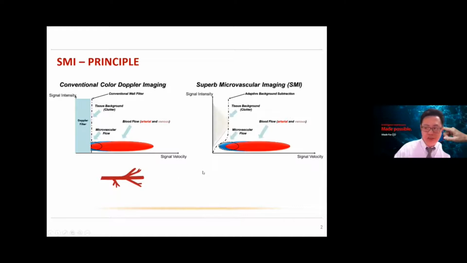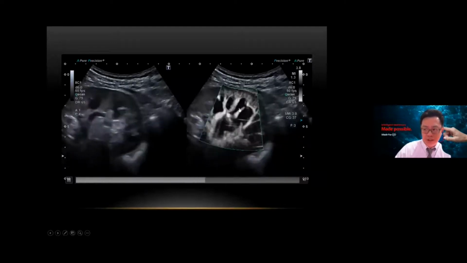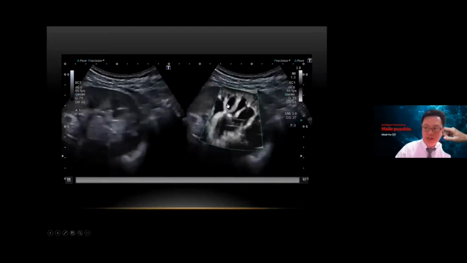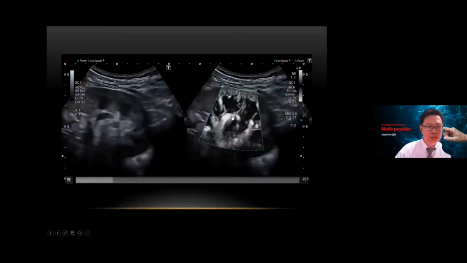So how is SMI doing? SMI is more selective to remove the clutter, only the clutter, and preserve the slow flow of the vascular flow. So for imaging, we can see further small vessels because the slow flow is not eliminated by the filter of the SMI. So how do we apply it in clinical practice? This is an example of SMI in the renal parenchyma. You can see the microvascular structures inside and also outline the normal structure here, including the cortex and the medulla. So we can be sure what is what inside the normal structure as well.